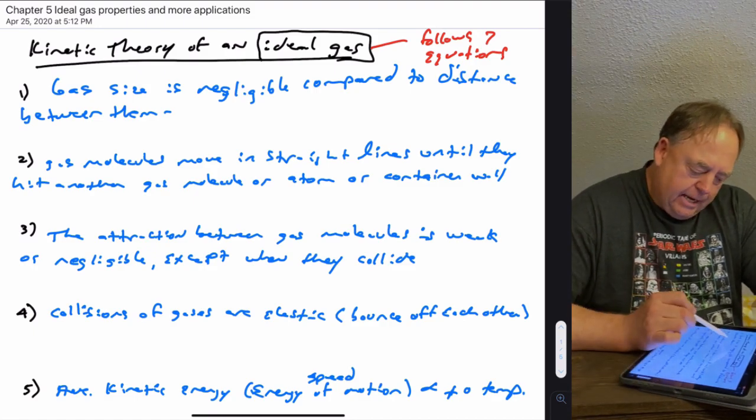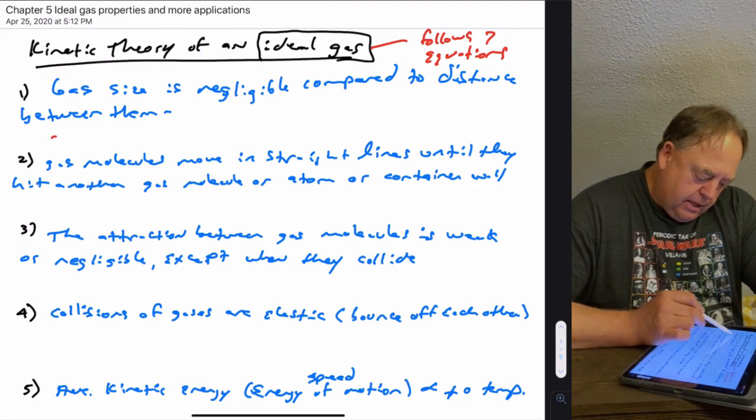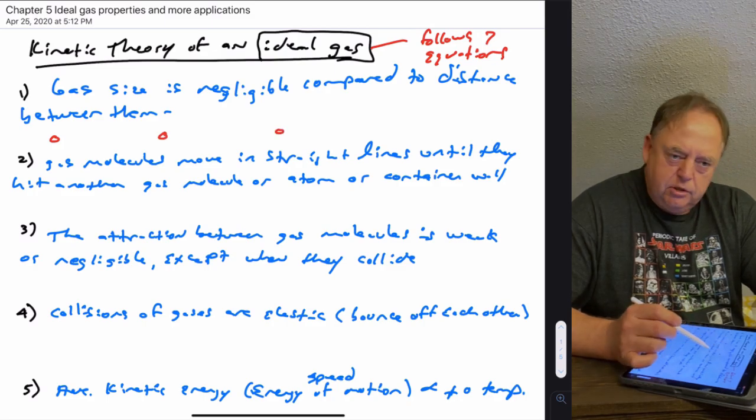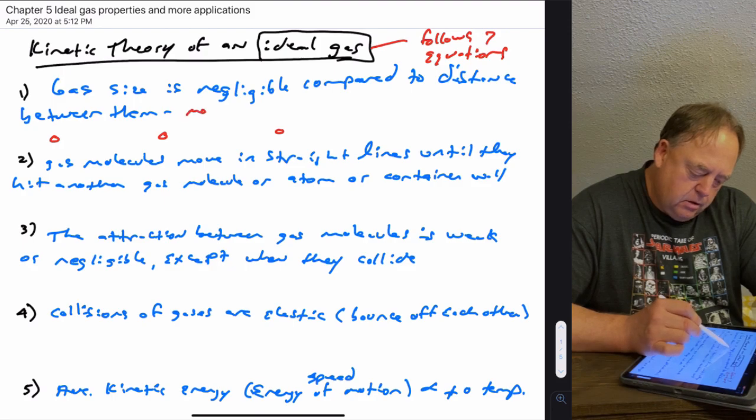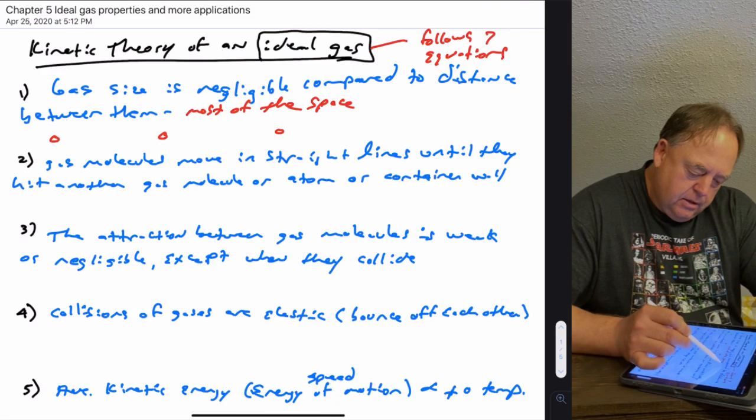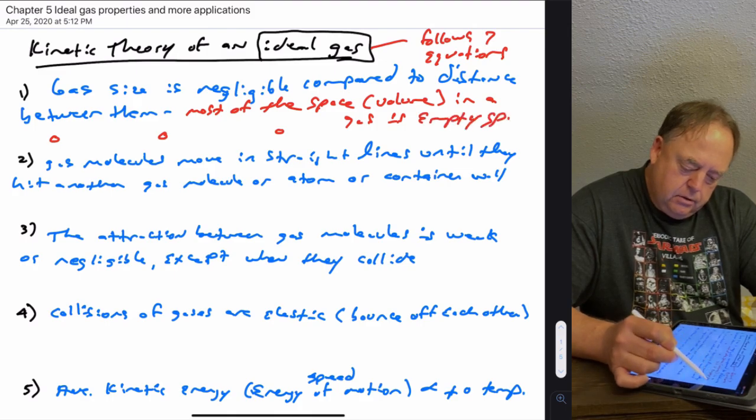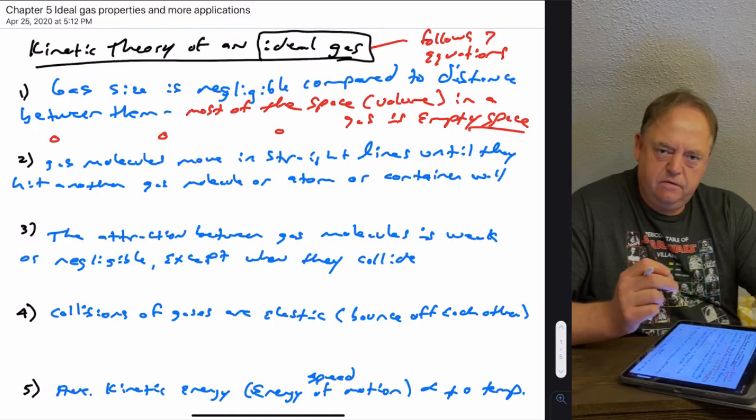First of all, gas size is negligible compared to the distance between them. Basically that means the distance between gas particles is huge compared to the size of the gas itself. So what this means is most of the space, or volume, in a gas is empty space, because the gas particles themselves take up very, very little volume.